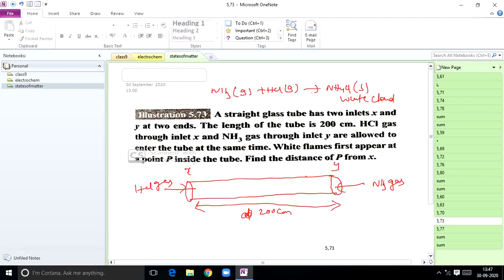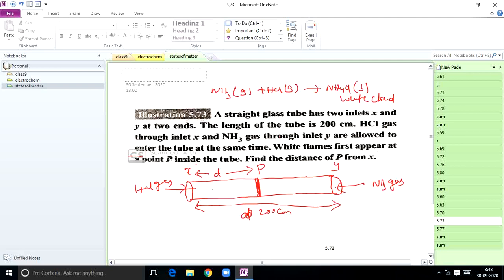Both gases will come, and finally at a certain point, whatever it may be, suppose at this point I got the white cloud. This is the point P. Now what he is telling is, white fumes first appear at point P inside the tube. Find the distance of that point P from X. So he is asking for this distance. We don't know the distance from X, so let the distance be D.